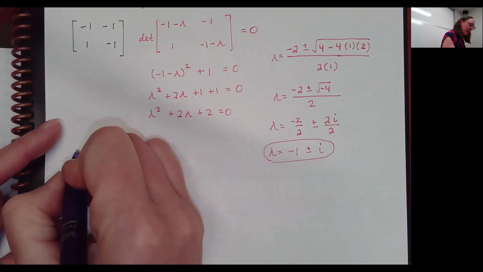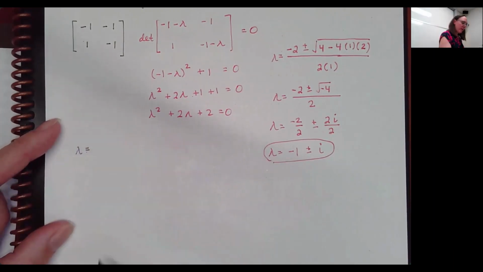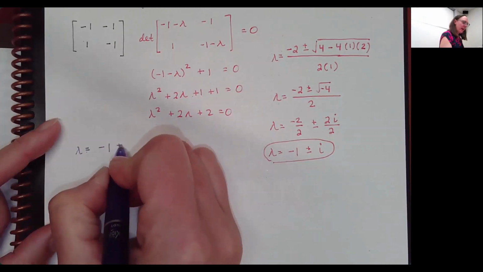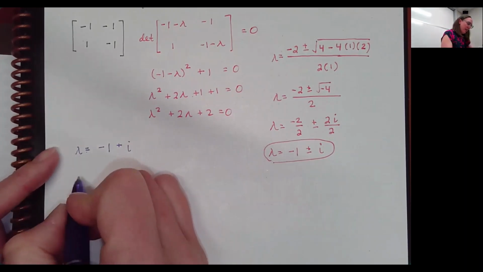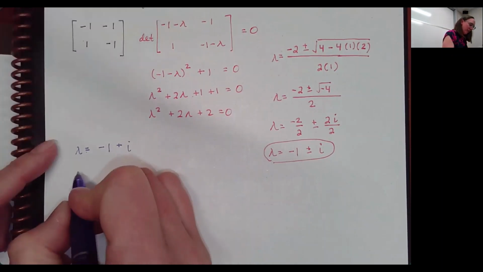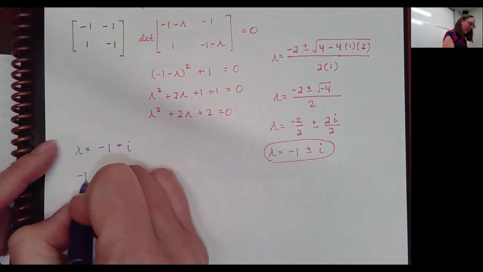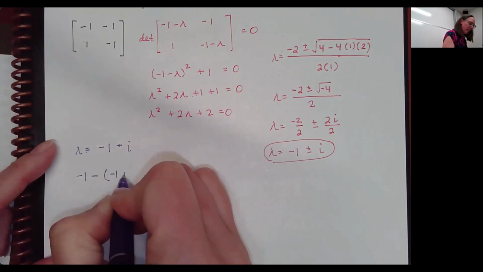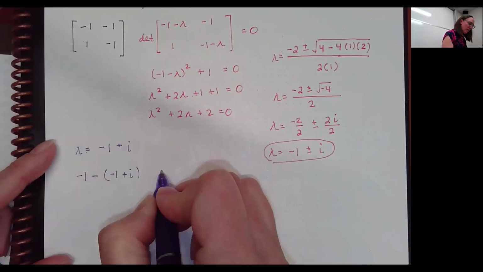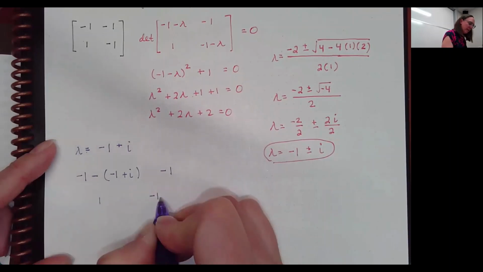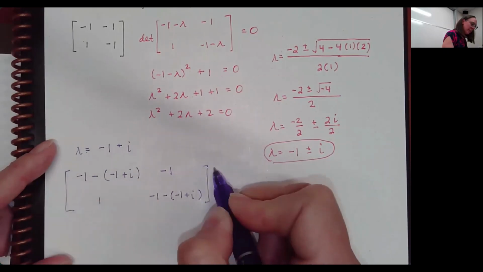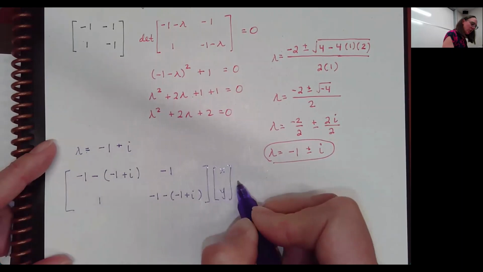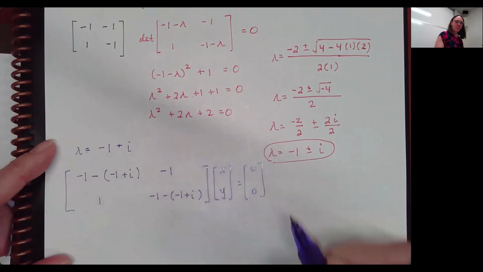So if I choose the eigenvalue of -1 plus i, and I go to find the eigenvector associated with it, I'm plugging it into my matrix. So I've got -1 minus -1 plus i. I'm going to take it slow. -1, 1, and -1 minus -1 plus i. So that's all inside of my matrix times my generic vector is going to equal 0, 0.